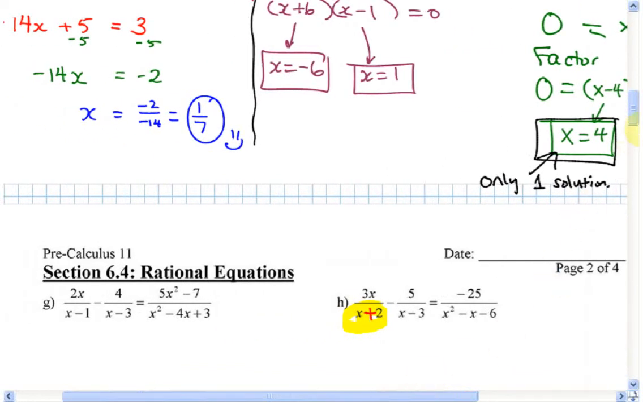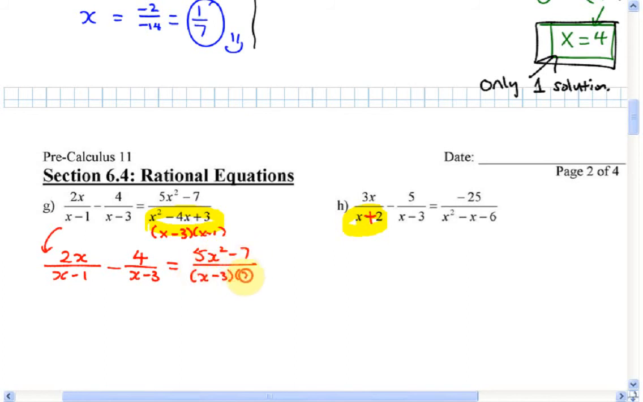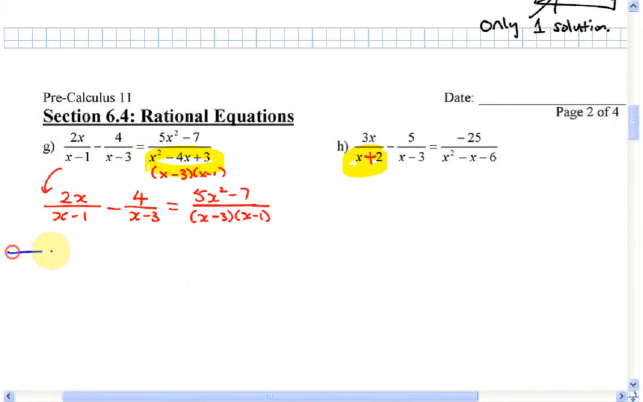Okay. Now, I'll help you start G. I see this ugly denominator here, x squared minus 4x plus 3. What do you think you need to do with that, first of all? -3 times -1. Good, that's -3 and -1. So if you want, you can rewrite this as 2x over x minus 1 minus 4 over x minus 3 equals 5x squared minus 7 all over x minus 3 times x minus 1. And I think that helps you a lot because now I hope you can find the common denominator.